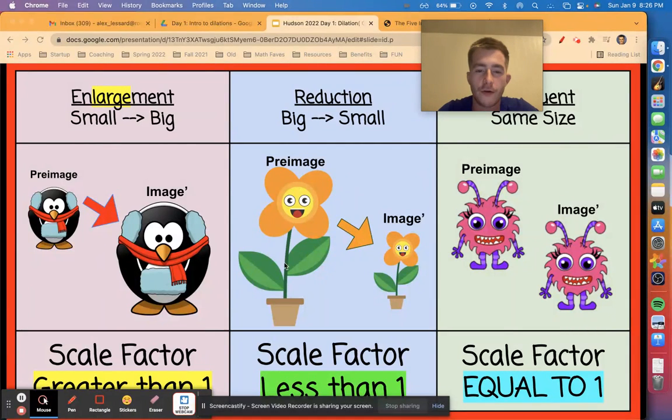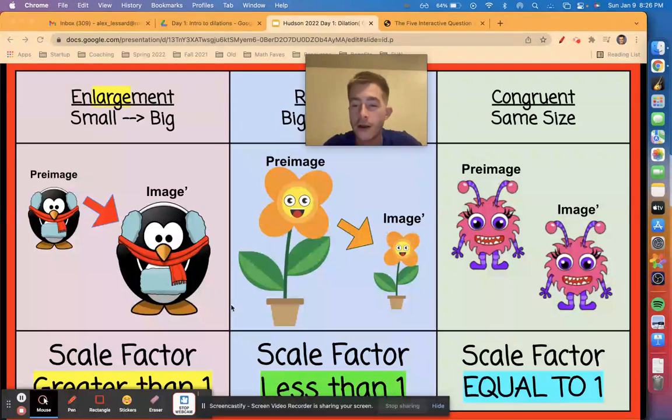So we got this little flower with a nice little smile, right? Pre-image, a reduction is when we make something smaller. So pre-image is what we started with. Image with the apostrophe is what we end with. Scale factor less than 1 because I got smaller. It's a reduction.